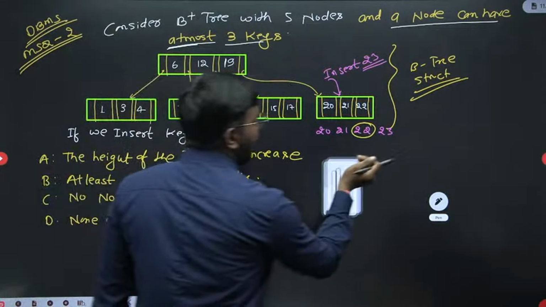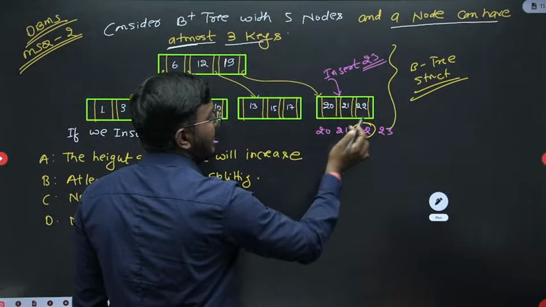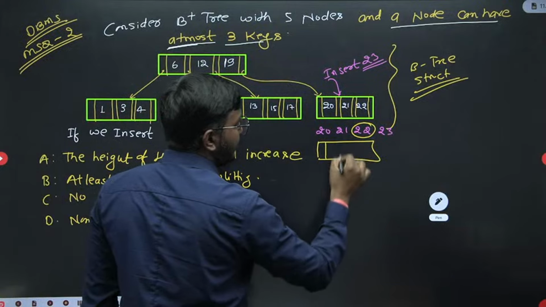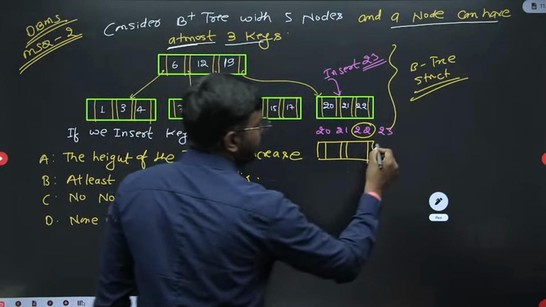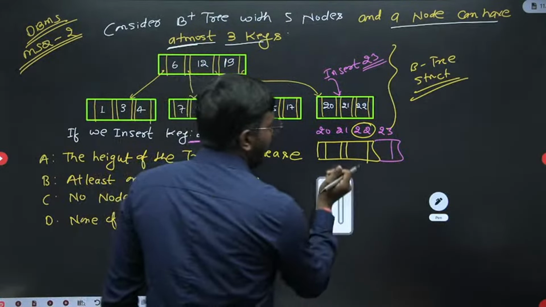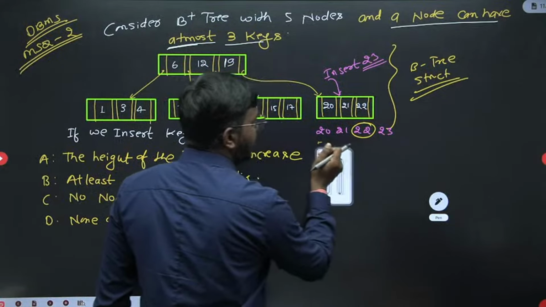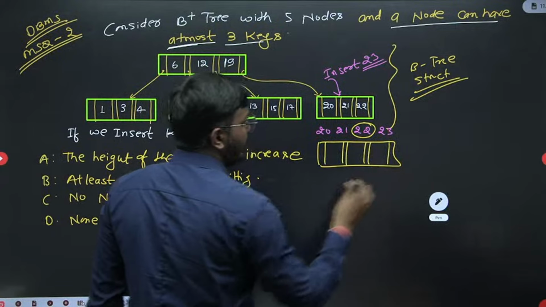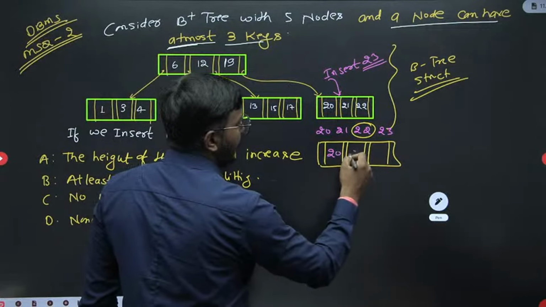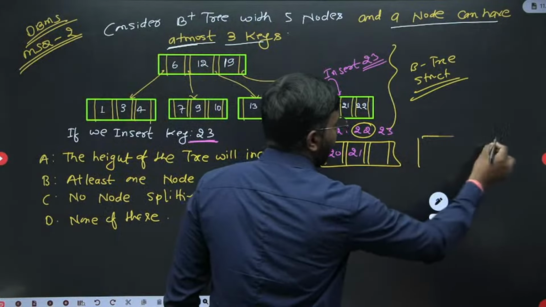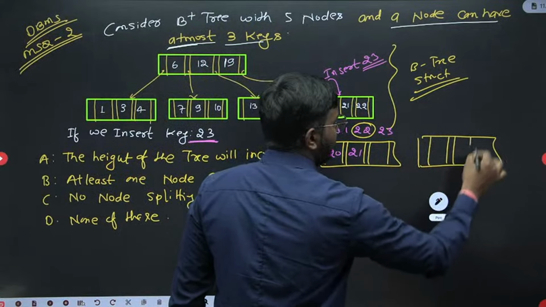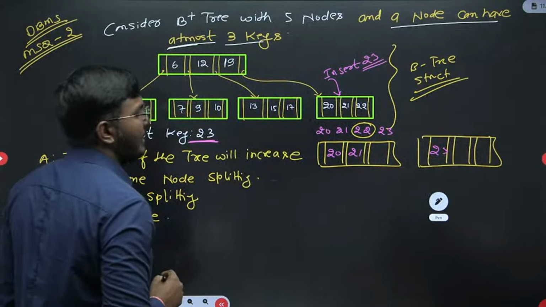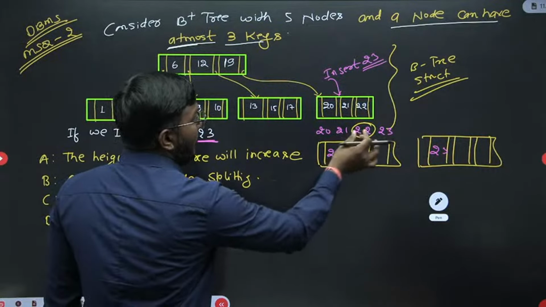So what will happen? This leaf node will be split into two parts. One node will have the values 20 and 21, and the other node will have 23. Now this 22 will be promoted to the root node here.